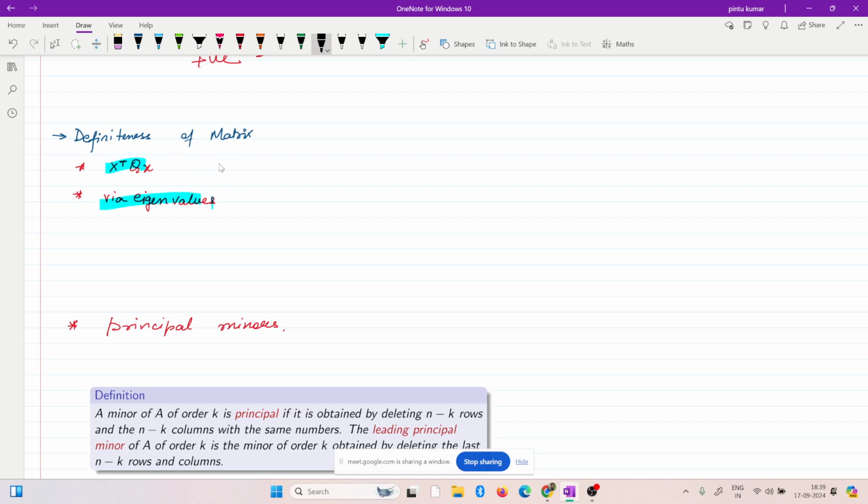So let's say your matrix is Q. You want to check whether your matrix Q is positive definite, positive semi-definite, negative definite, negative semi-definite, or if it is none of these, you call it indefinite. So the first property or definition is, if x transpose Qx is greater than or equal to 0 for all x, for any arbitrary x, then that matrix Q is positive semi-definite.